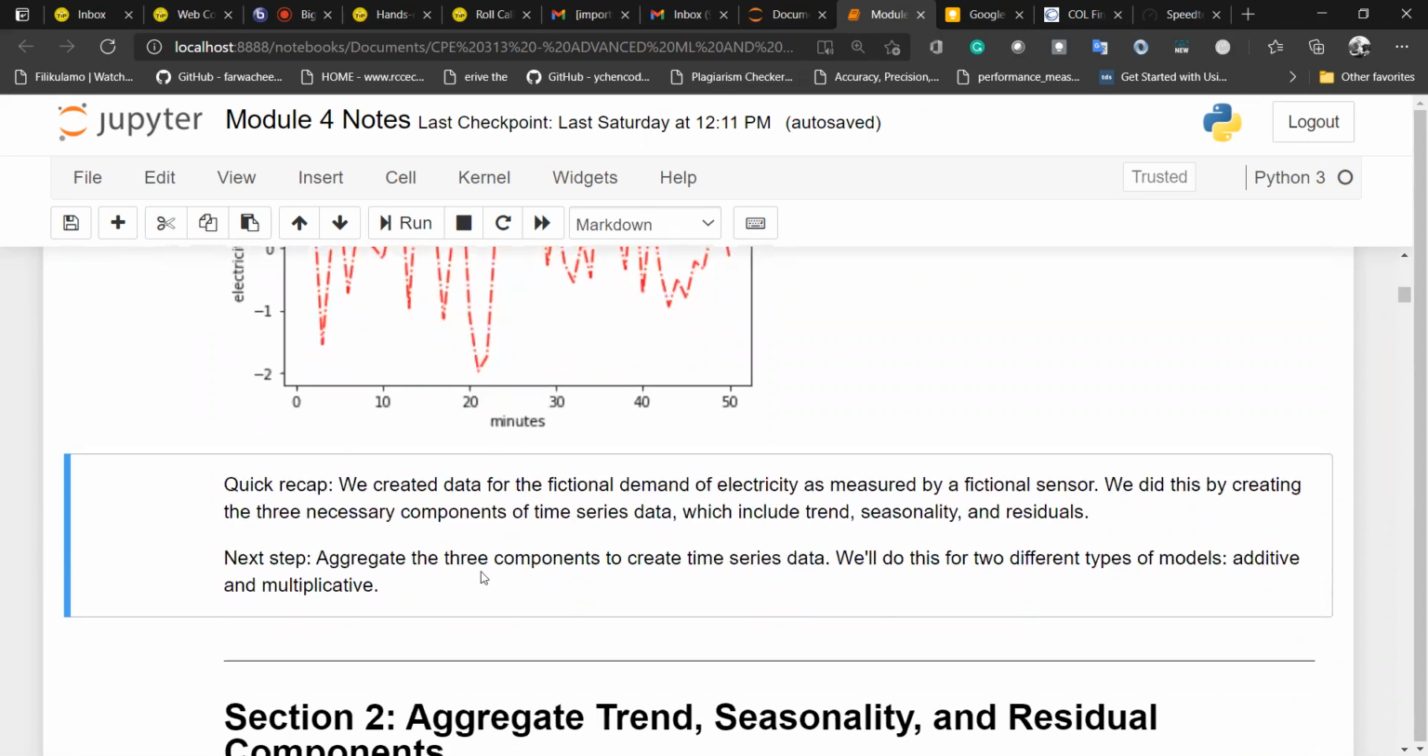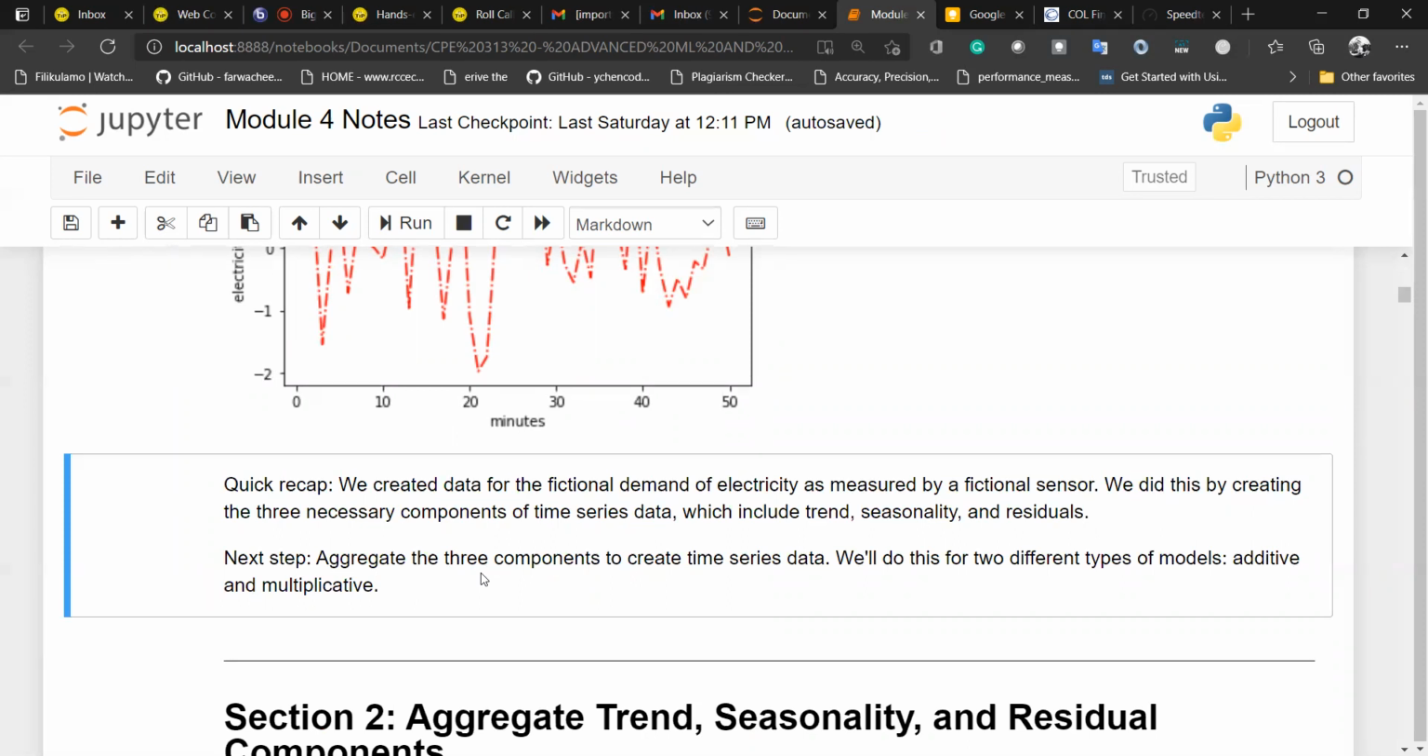So just a quick recap, we created data for fictional demand of electricity as measured by a fictional sensor. And we did this by creating the three necessary components of the series data, which is the trend, seasonality, and residuals. Our next step is to aggregate the three components.